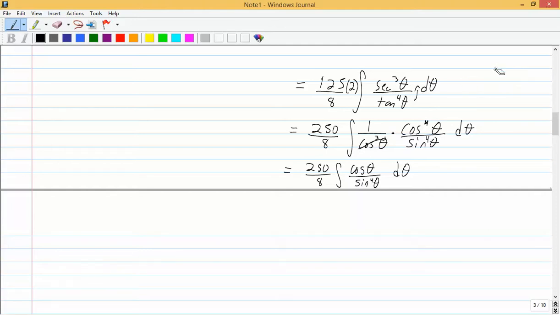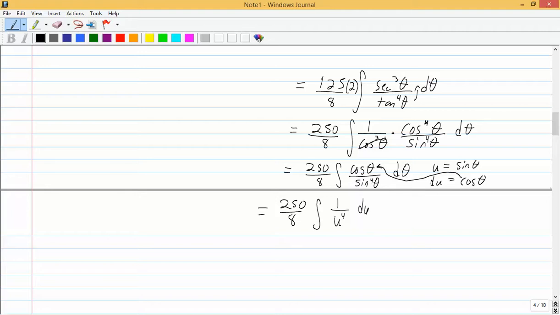So now the integral is easy. Come on, y'all can do this. Yeah, it's just a u substitution. Let u equal sine of theta, then what is du equal to? Cosine of theta, and look, cosine of theta is present right there. So you have the du present, so this is going to be 250 over 8 times the integral of, how can I rewrite this now? 1 over u to the 4th du.